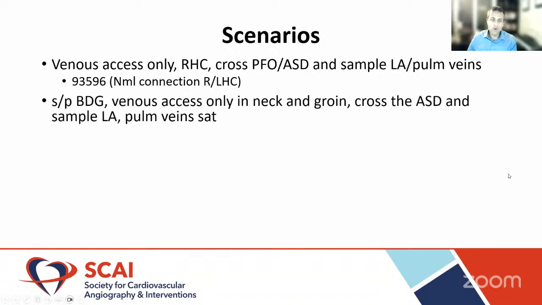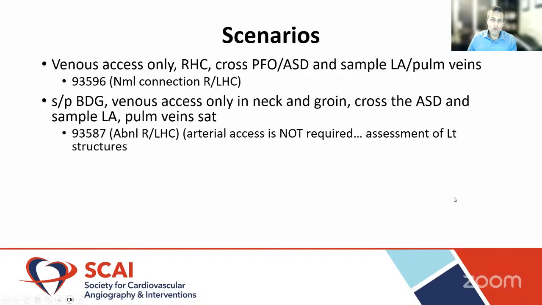The same idea in a Glenn patient, for instance. Bidirectional Glenn, you get venous only access from the neck and the groin, but you cross the interatrial communication, sample the LA, the pulmonary vein sats. Again, that's a right and left heart cath. And the take home is that you don't have to get arterial access to bill a left heart cath. You have to assess left heart structures.